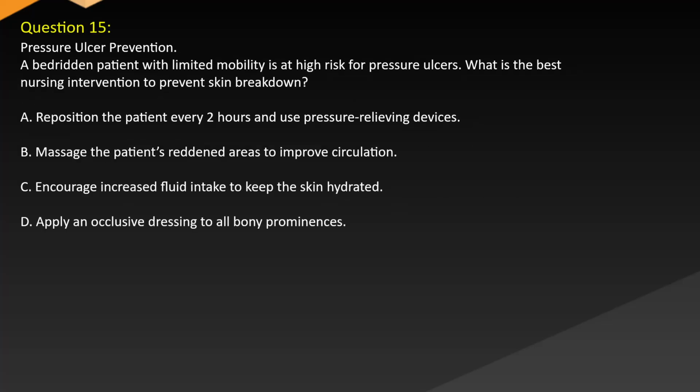Question 15. Pressure ulcer prevention. A bedridden patient with limited mobility is at high risk for pressure ulcers. What is the best nursing intervention to prevent skin breakdown? A. Reposition the patient every 2 hours and use pressure-relieving devices. B. Massage the patient's reddened areas to improve circulation. C. Encourage increased fluid intake to keep the skin hydrated. D. Apply an occlusive dressing to all bony prominences.